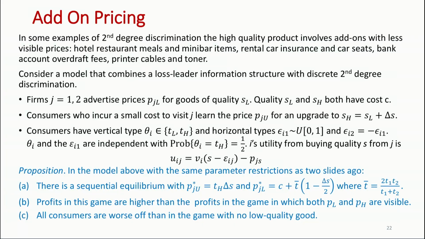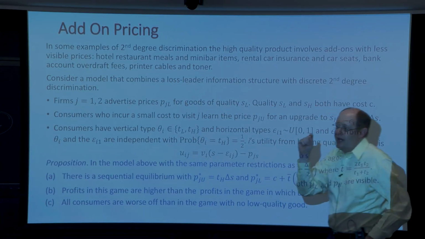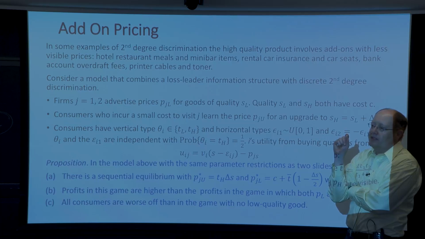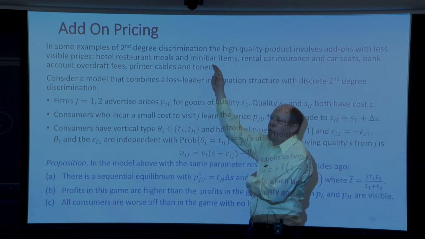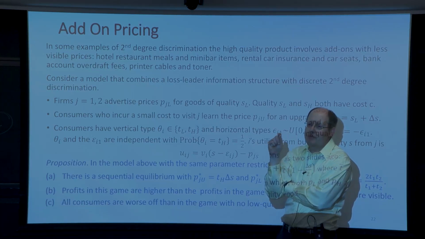Add-on pricing. Add-on pricing sort of thinks about basically this loss leader idea in a vertical competitive price discrimination model. There are many cases where firms practicing second-degree price discrimination have non-visible prices for add-ons. For instance, you go to a hotel, and it's very easy to find the price of a hotel online and compare prices of hotels. It's very hard to compare the price of the beer in the minibar, or the sparkling water in the minibar, or the price of a croissant in the hotel lobby if I'm in a hurry to get somewhere.